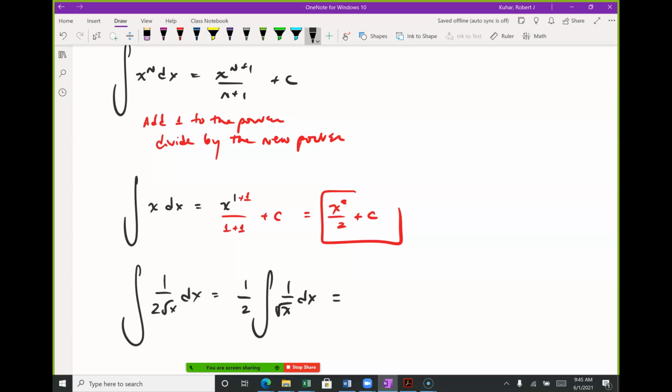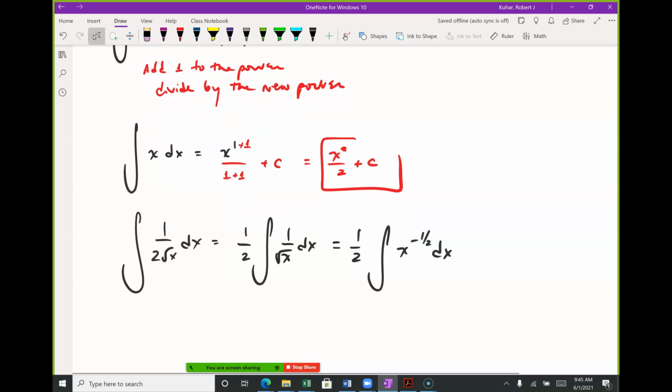So this one is what? 1/2 times the integral of x to the minus 1/2 dx. And so now I see it's a power rule. I want x to some power. So I've got 1/2 of x to the minus 1/2. I'm going to add 1 to the power and divide by that new power.